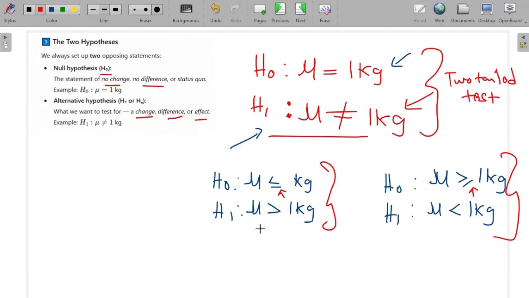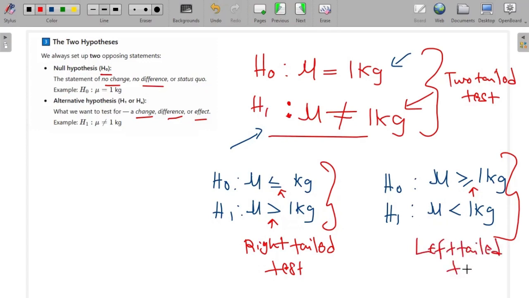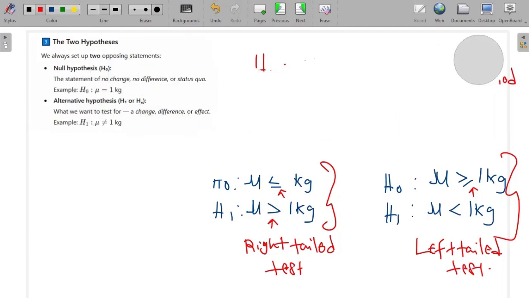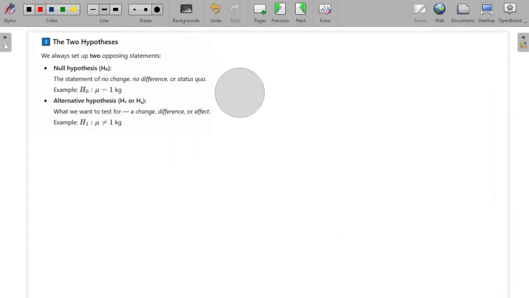And then this one here gives us a one-tailed test. Specifically, since the alternative hypothesis says greater than, it gives us a right-tailed test. And here, since the alternative hypothesis says less than, it gives us a left-tailed test. So these are the three tests that we are going to encounter when doing hypothesis testing: either a two-tailed test, or a one-tailed test that can be right-tailed or what? Left-tailed. This is basically what we'll be doing when we talk about the null hypothesis.